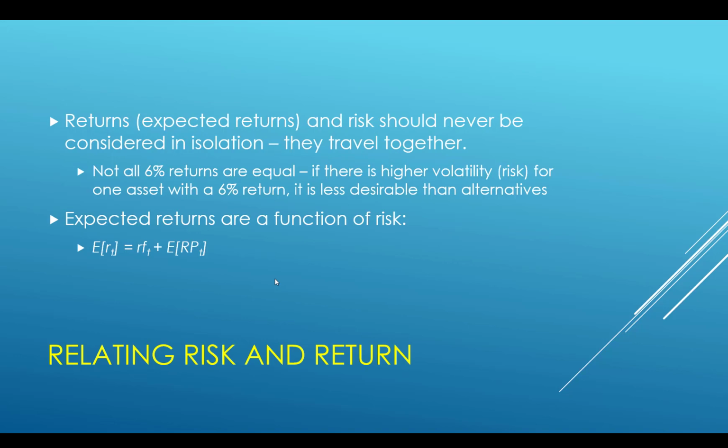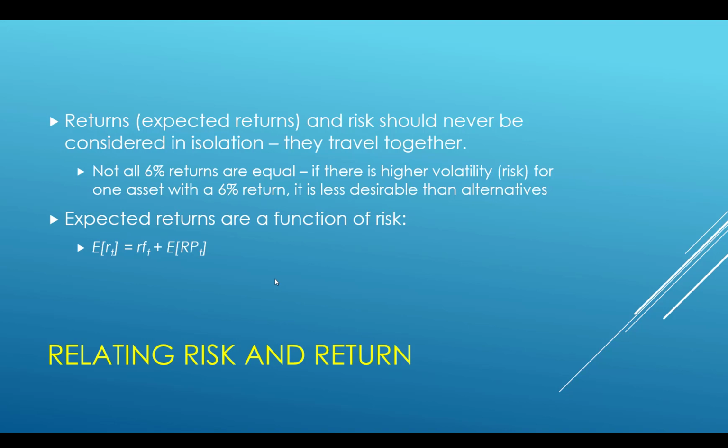So returns, and especially expected returns, and risks should never be considered in isolation. They're always together. I've heard it said that they are married, return and risk, so they're always going to be together, and you always have to consider one with the other. So another way of saying that is that not all 6% returns are equal. If there is a higher volatility associated with one of those assets or one of those sets of returns, it's going to be less desirable than alternatives that have lower risk or lower volatility.